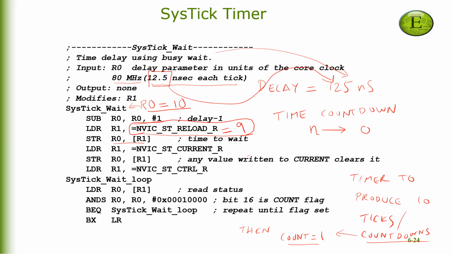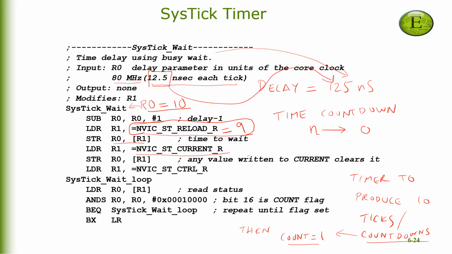If you like this way, it is fine. If you want to have the value 9 stored in some other manner, it's also again fine. But the value should be correct. Then we're going to read the current NVIC current register.